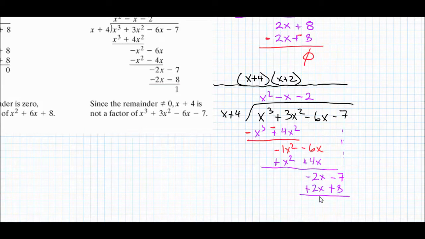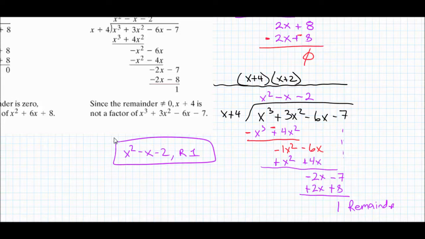Negative 2x plus 2x goes to 0. Negative 7 plus 8 is 1. So we have a remainder of 1. Our answer on this one would be x squared minus x minus 2, remainder of 1. And that is not a factor.